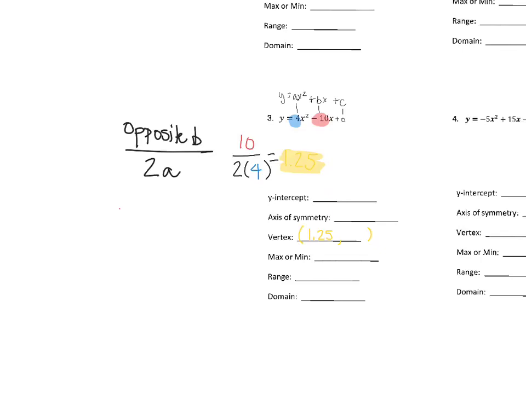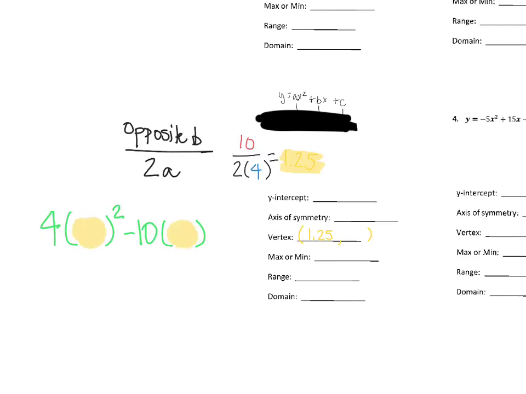To find the second half of the vertex, I take my entire equation, which was y equals 4, and instead of x, I'm going to put parentheses, squared, minus 10. Instead of x, I'm going to put parentheses, and in these parentheses I am going to fill in the value that I just came up with for x. What we just figured out x was is 1.25. So that's what's going to go in here.